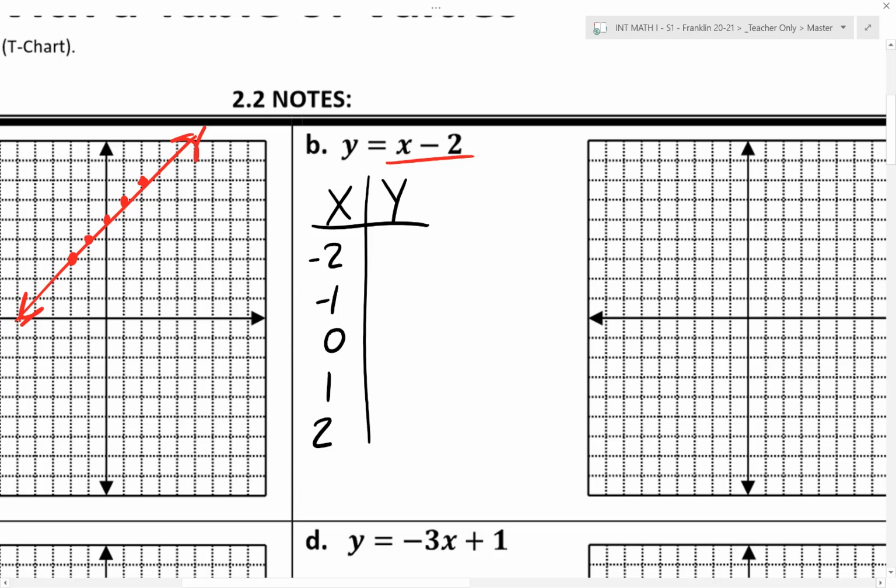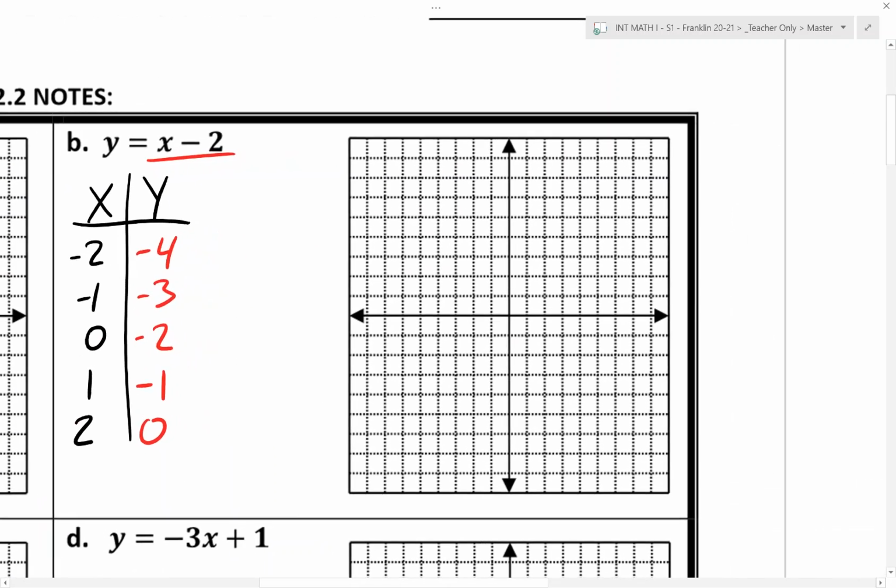So -2 minus 2, that's -4. -1 minus 2 is -3. 0 minus 2 is -2. 1 minus 2 is -1. And 2 minus 2 is 0. And now we can graph these points on the coordinate plane. -2, -4, left 2, down 4. -1, -3, left 1, down 3. 0, -2, 1, -1, and 2, 0.